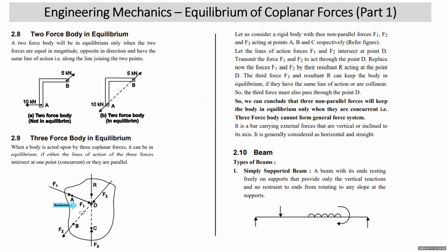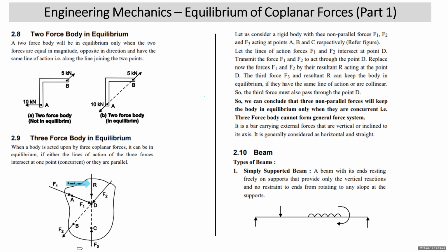We understood it in the resultant chapter. Already you must have watched the video lectures of the resultant chapter. Similarly, force F2 is shifted to act at point D. So now forces F1 and F2 are concurrent at D. Now the resultant of F1 and F2 will also pass through D.